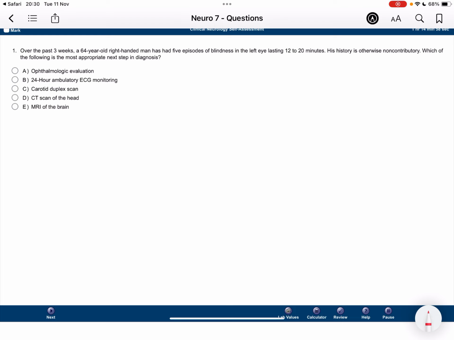He's talking about a 64-year-old right-handed man. Over the past 3 weeks, this 64-year-old right-handed man has had 5 episodes of blindness in the left eye lasting 12 to 20 minutes. His history is otherwise non-contributory. Which of the following is the most appropriate next step in the diagnosis?